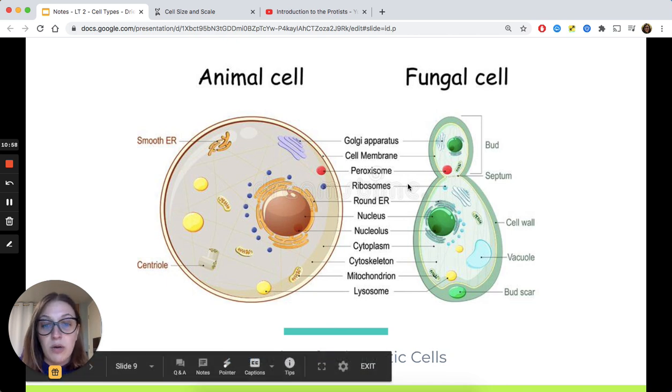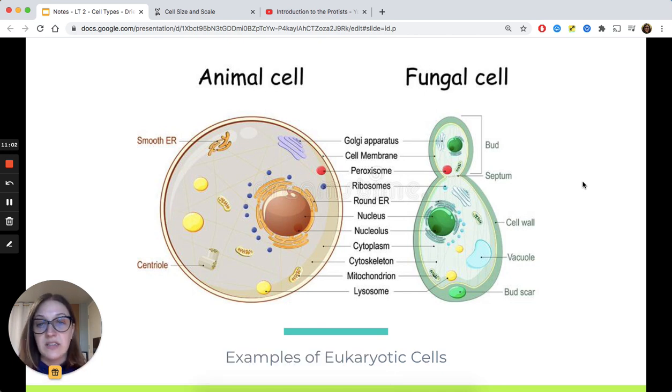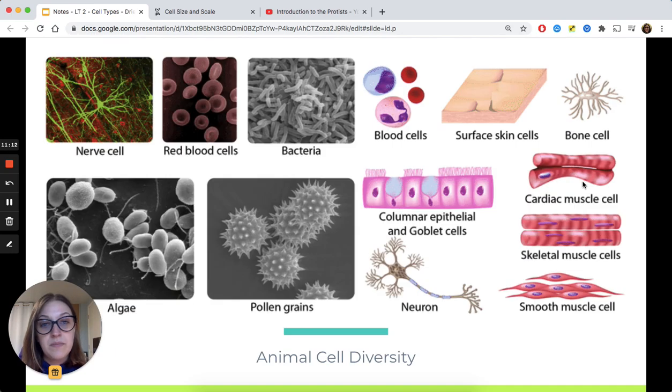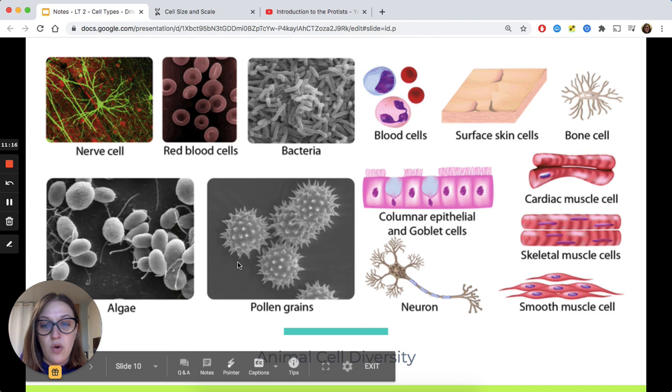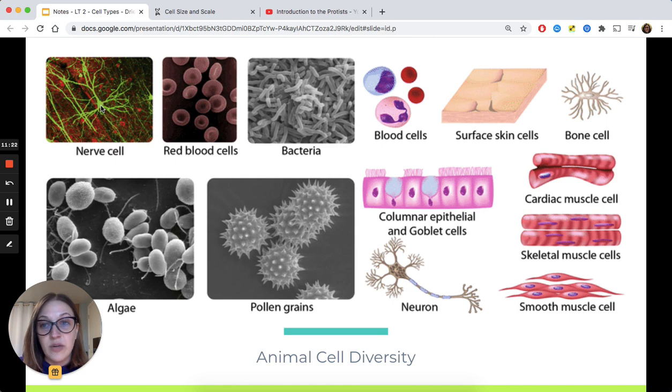We'll be learning more about these in a couple of days, so I'm not going to go over them too much, but just recognize the increased complexity in these eukaryotic cells in comparison to the prokaryotic bacterial cells that evolved first on our planet. Here are some more examples of animal cell diversity. Actually, I want you to ignore pollen grains, obviously, but here we see nerve cells, which is an example of a eukaryotic cell that you would find in your brain.